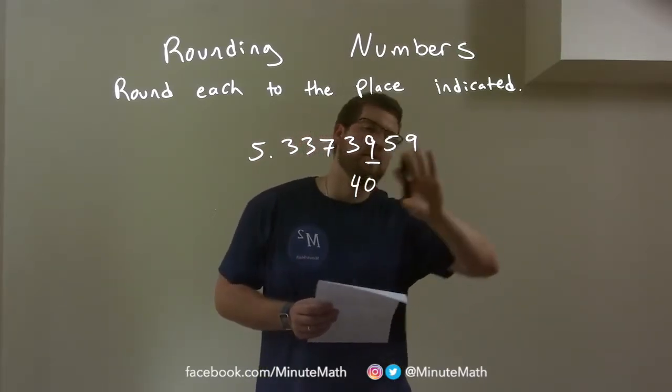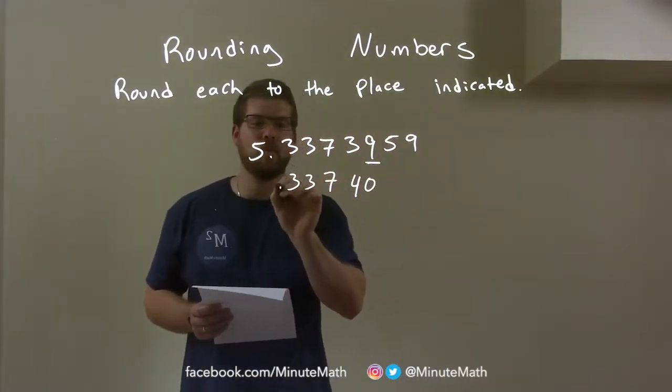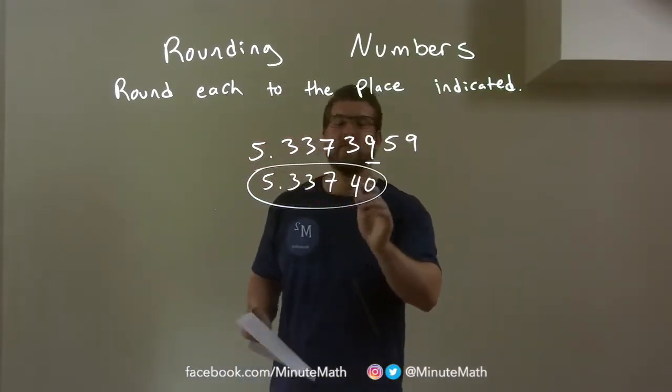We leave the 5, 9 to the right gone. We bring down everything else, 733.5. And here we have our answer, 5.33740.